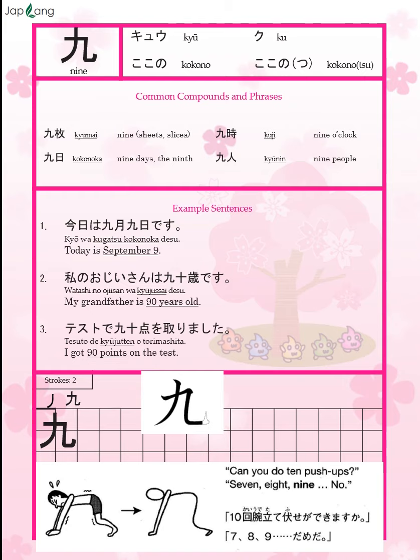And number 9, you can see here, kokonotsu is Japanese, and kyu is your Chinese reading. Kyumai is 9 sheets. Kokonoka is the 9th day of the month, kuji is 9 o'clock, and kyunin is 9 people. So now can you do 10 push-ups? 7, 8, 9. Oh no, I could not do it. Right? So kyo wa kugatsu kokonoka, today is September 9. All these things, so you can relate with this.